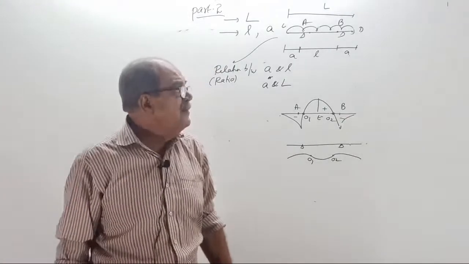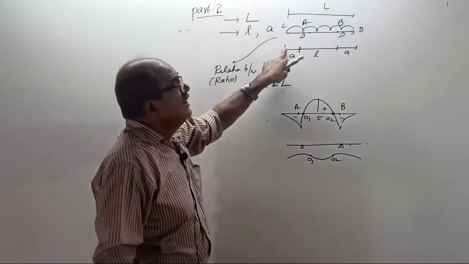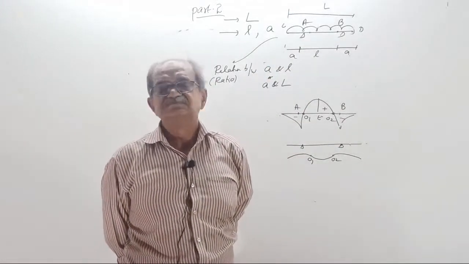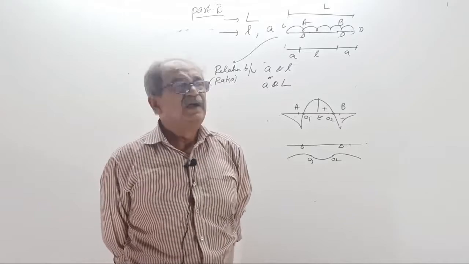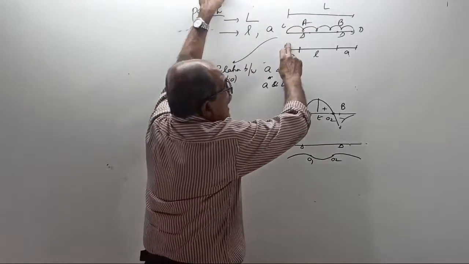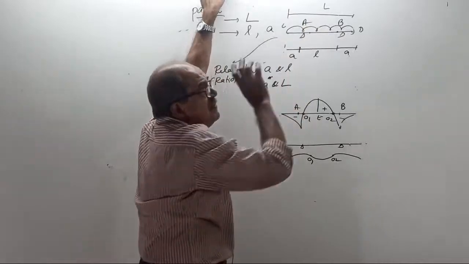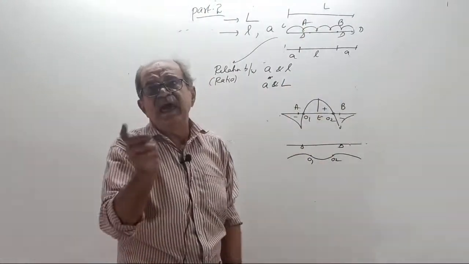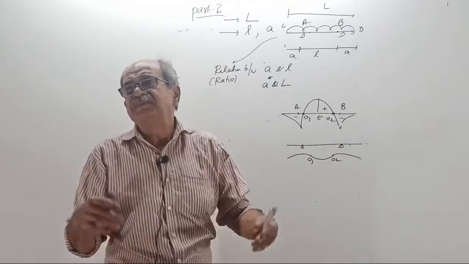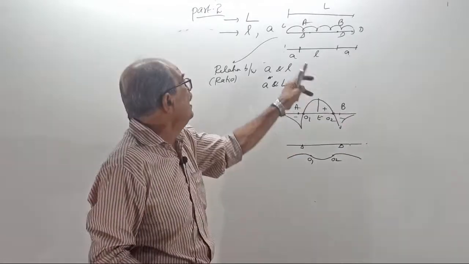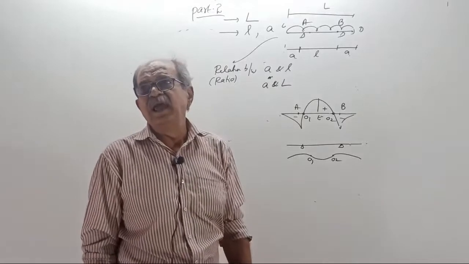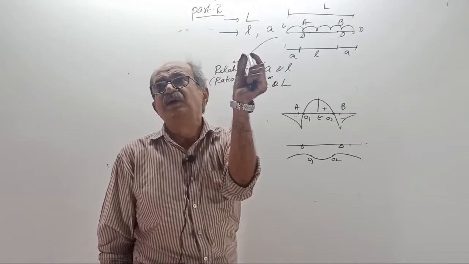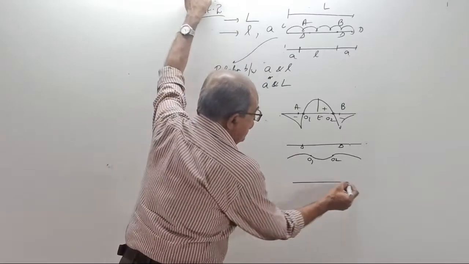Clear? So many people say overhangs are hogging and the beam between supports is sagging. No, it is wrong. You should say overhangs are hogging, and the center of the beam is sagging. If the length is 10 meter, the entire 10 meter will not sag. Maybe 7 to 8 meter, depending upon how much overhang. If the overhang is too much, it is possible only the central 1 meter will sag.